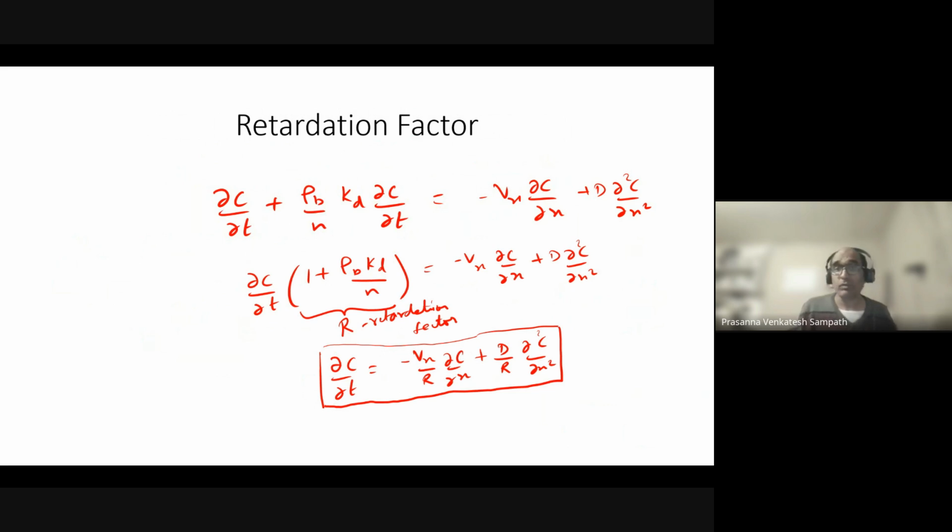Okay, so the form of the equation is exactly the same. You just divide the coefficients of dou C by dou x and dou square C by dou x square. You divide vx by R and D by R, and then you get a new equation now, which in addition to two processes, advection and dispersion, also accounts for a third process, which is retardation.